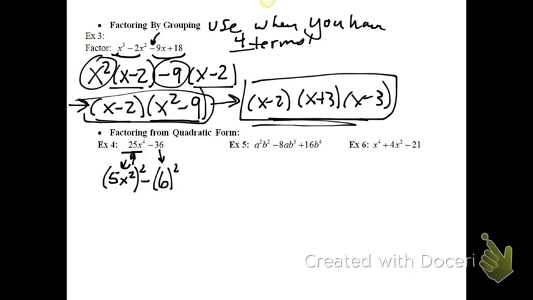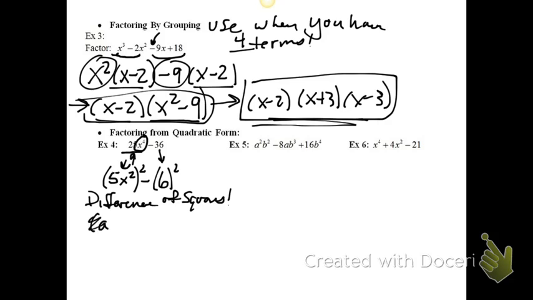Guys, this pattern is a difference of squares. The only thing that's a little bit different here is that it's not just a 25x squared and the 36, it's 25x to the 4th. But who cares? X to the 4th is still a perfect square of x squared. So the difference of squares pattern, I'll just write it out again.